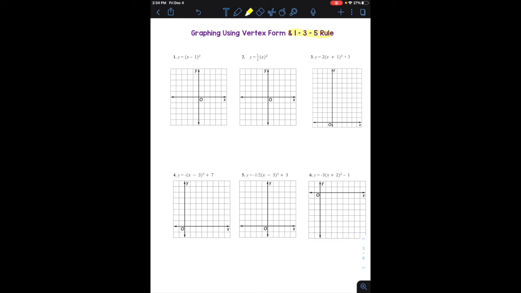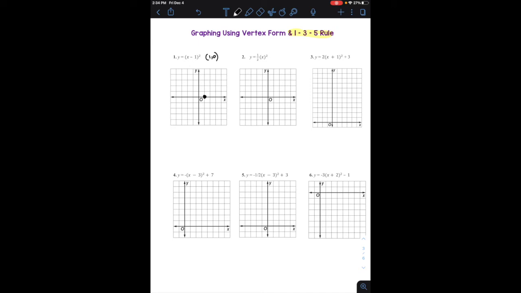From the vertex, the y values next to it, we're going to add a unit, then add 3 units, and then add 5 units. For example, problem number 1, this is already in vertex form for us, in which the vertex is going to be (1, 0). So let's go ahead and first plot our vertex at the ordered pair (1, 0) on our coordinate plane.